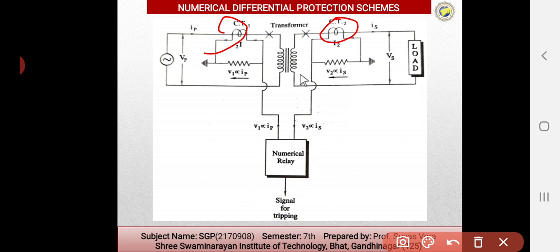But in this protection the numerical relay is working on the vector form. If the vector difference of the entering and leaving current is different, at that time the numerical relay will give the signals to the circuit breaker for tripping or opening the circuits. If the vectors are in phase, then there is no fault in the internal. So this is how the numerical differential protection scheme works.